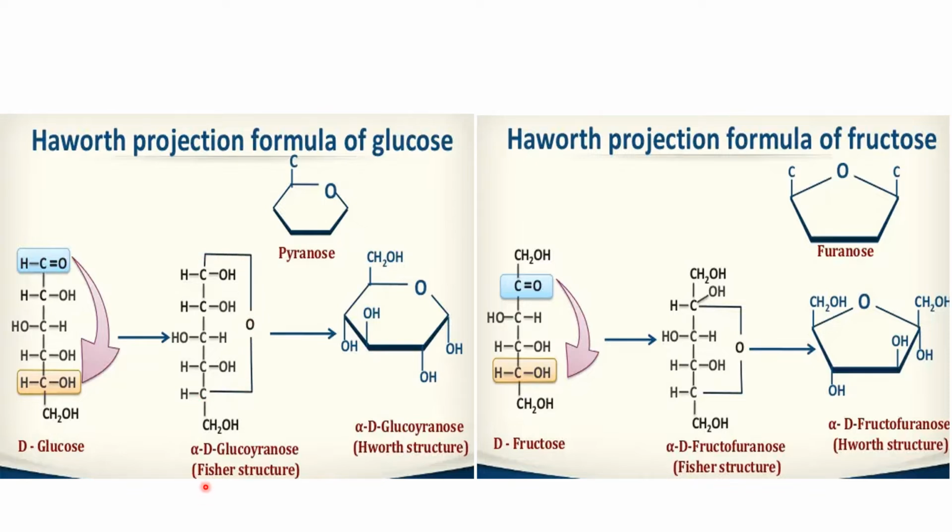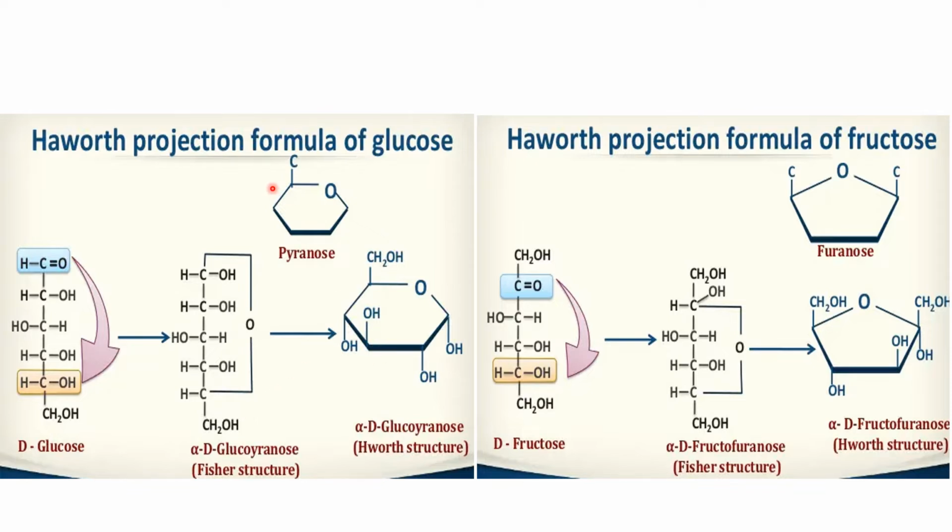So that is called Fischer. And this structure we otherwise call the alpha D glucopyranose structure. This is how you can write the Fischer structure. The next one is the Haworth structure. From the Fischer you can write the pyranose structure.